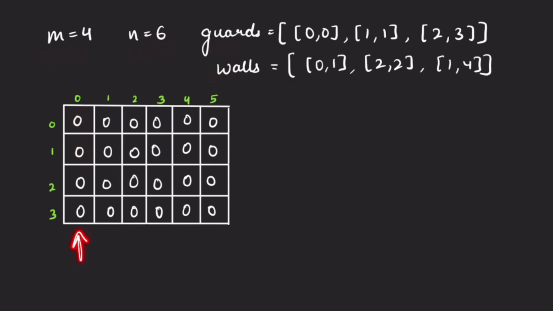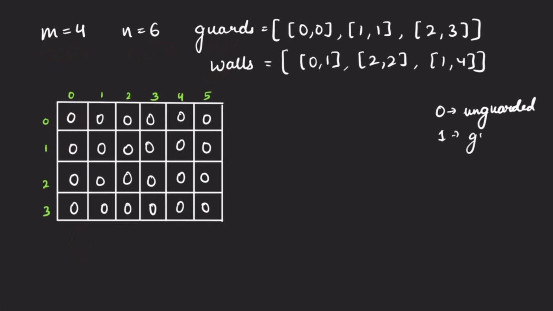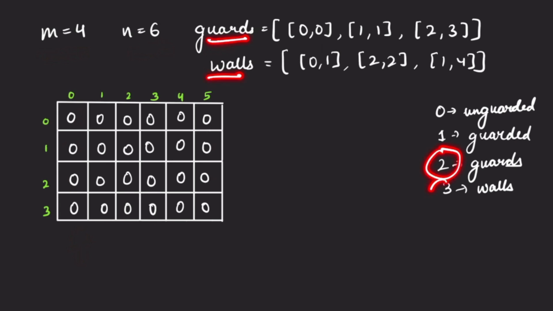So in this particular grid, we will be having 4 distinct types of integers. Now what are we going to denote it? So see, 0 will denote an unguarded cell. 1 will denote a guarded cell, right? 2 we can denote for the guards, and 3 we can denote for the walls, right? So initially we have kept all of these as 0. Let us quickly mark the position of guards with 2 and walls with 3, right?